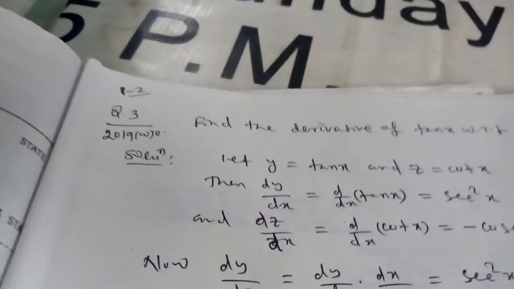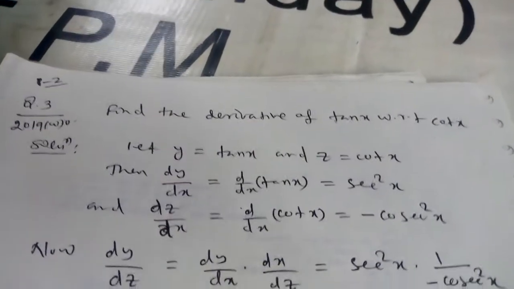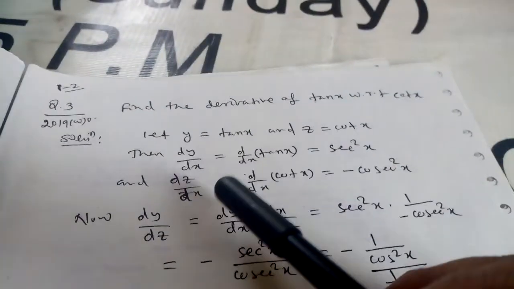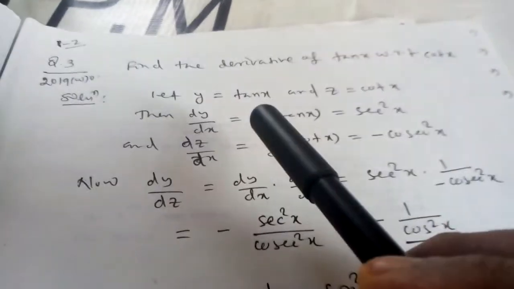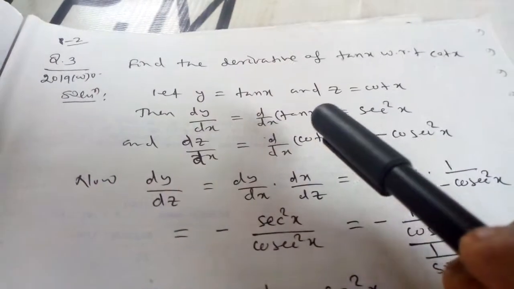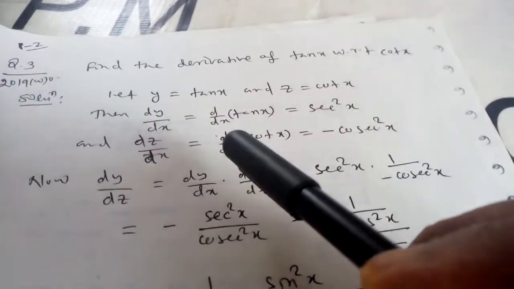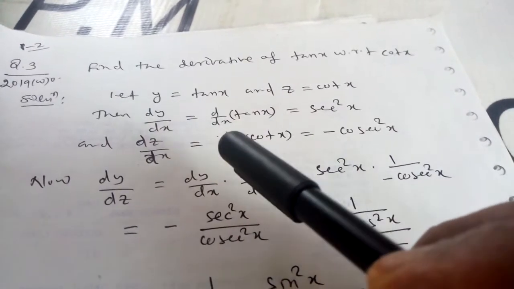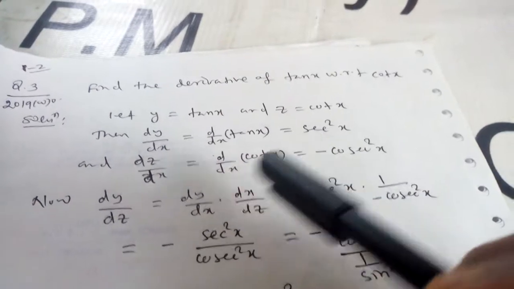Question number 3, 2019 winter old. Find derivative of tan x with respect to cot x. And the solution is, let y is equal to tan x and z is equal to cot x. Then dy by dx is equal to derivative of tan x with respect to x is equal to sec square x. This is the formula.